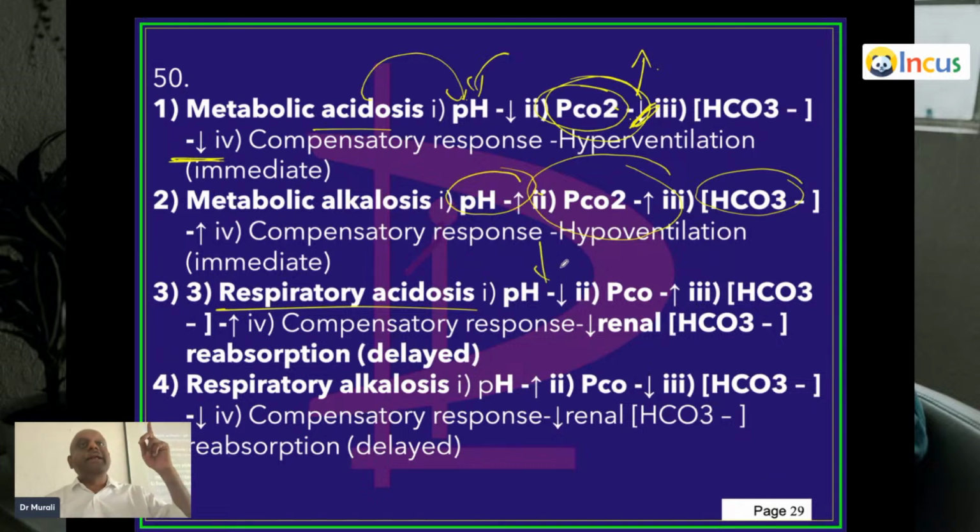pH is decreased. Primary mechanism is hypoventilation leading to PCO2 getting increased. Hypoventilation is responsible for respiratory acidosis. That increased PCO2, leading to respiratory acidosis, will immediately make the kidney compensate. How does it compensate? By retaining bicarb. That's the reason bicarbonate is increased as a compensatory response.